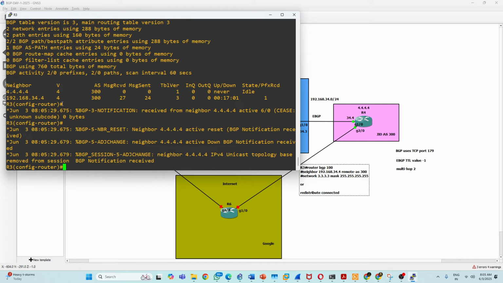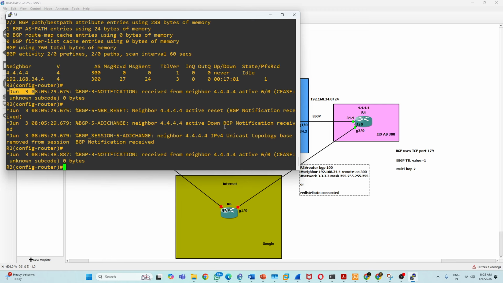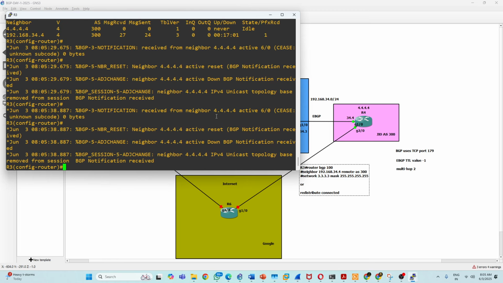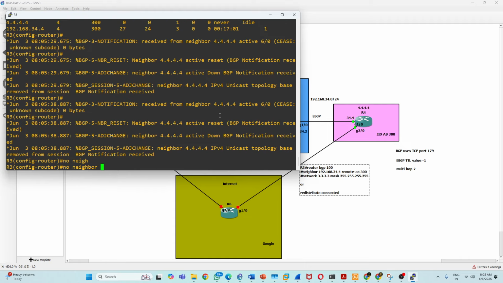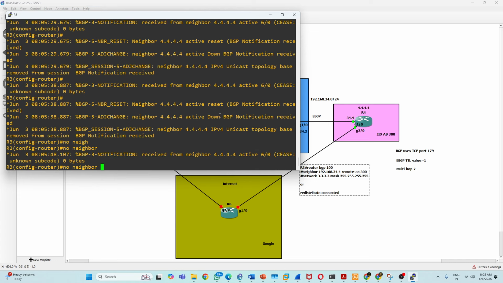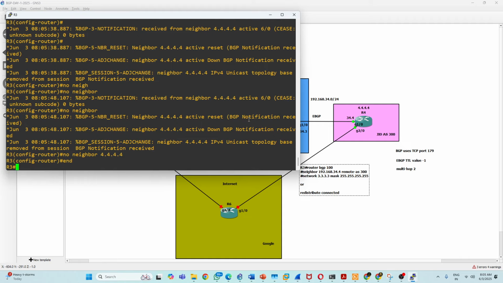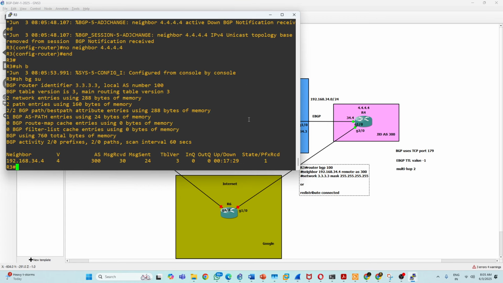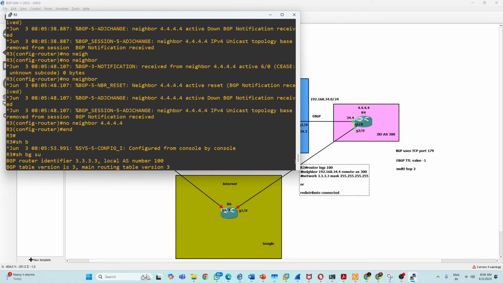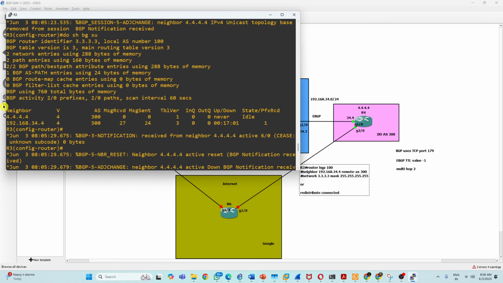Generally you advertise BGP with the direct peer and you also advertise 4.4.4.4. That's why it is flapping, so you don't do that. Initially, when you do the neighborship, you have to configure a static route here, then only it will be reachable. Now I'm giving neighbor 4.4.4.4, and now it's good. I'm just showing how to configure an indirect neighborship in EBGP.